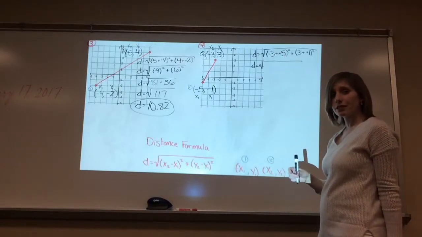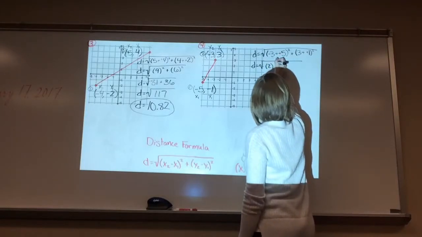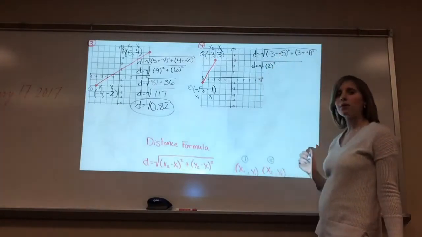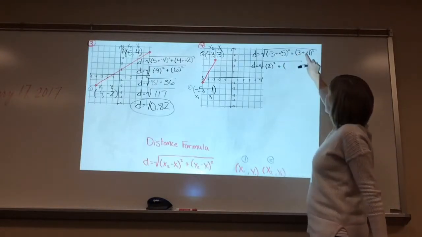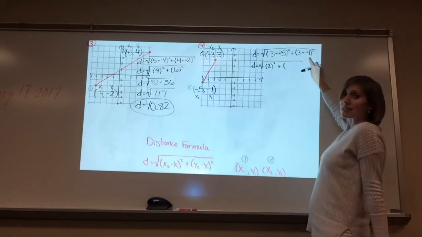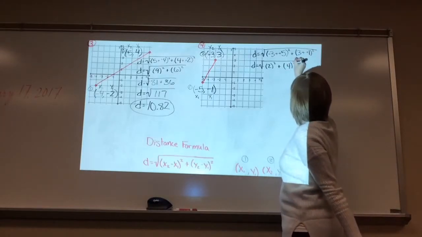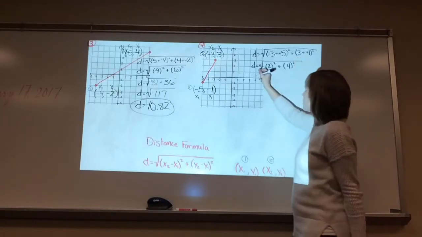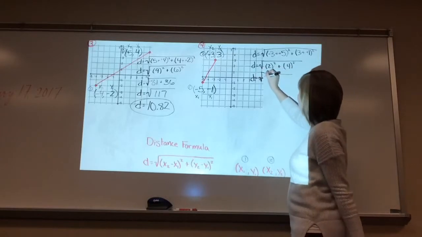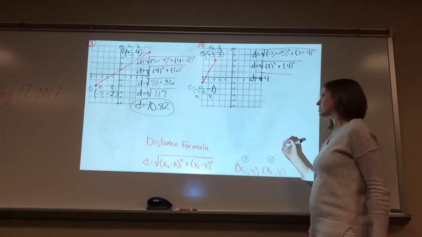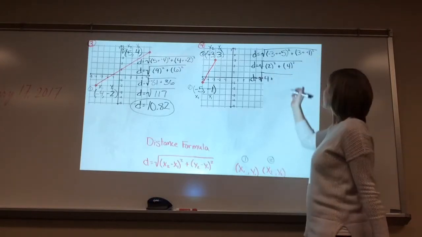The signs are different, so I need to subtract. 5 minus 3 is 2, and we are raising that to the second power. From there, we're going to bring down our addition sign. 3 plus positive 1, the signs are the same, so we add them. 3 plus 1 is 4. Still raising it to the second power. So we have d equals the square root of 2 squared is 4, just 2 times 2, so that's 4, plus, for 4 squared, we do 4 times 4, that's 16.